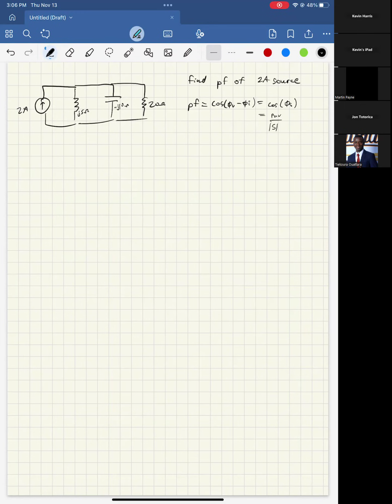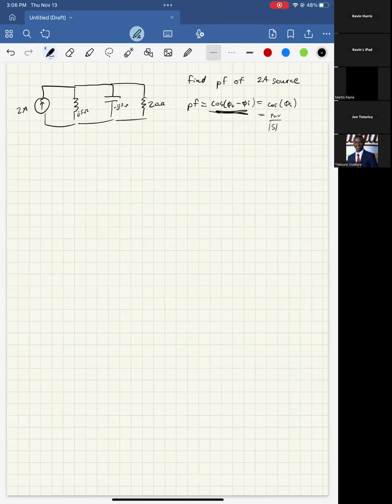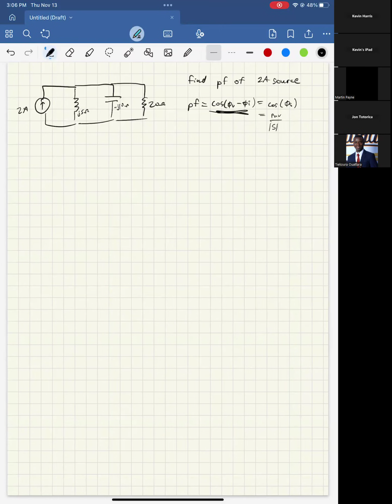So we have to find one of these. In this case, it will likely be easiest to just find this one. Why? Well, we already know the current through the current source, because it's a current source that's telling us the current. This is just 2 amps, which in the phasor domain is 2 e to the j0. So the phase of the current is 0. That means the power factor will be the cosine of just the voltage phase, because it's minus 0. So we just need to find the phase of the voltage here.